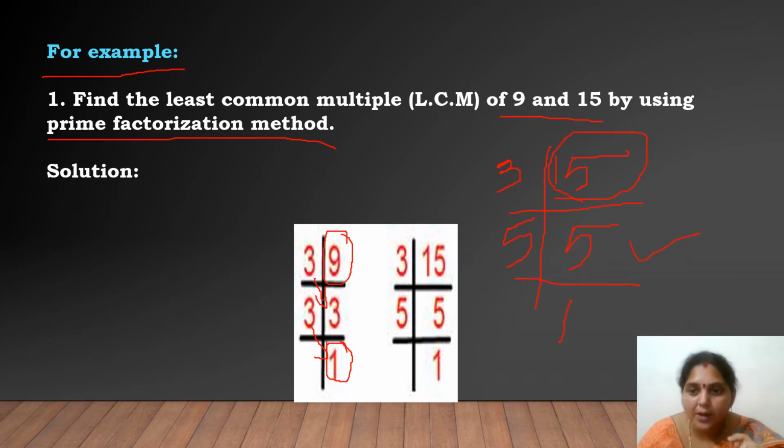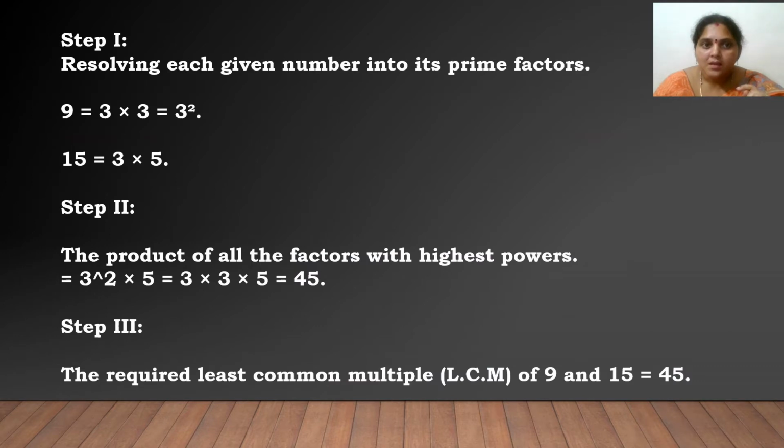Now how we are going to write this? Resolve each given number into its prime factors. So 9 is divided by the 3 table how many times? 2 times. Now you are going to write in the exponential form, that is 3 to the power 2. 3 3's are 9, or 3 to the power 2 means we have to write 3 2 times. And for 15 it is 3 into 5. What we have done here? We have separated the factors.